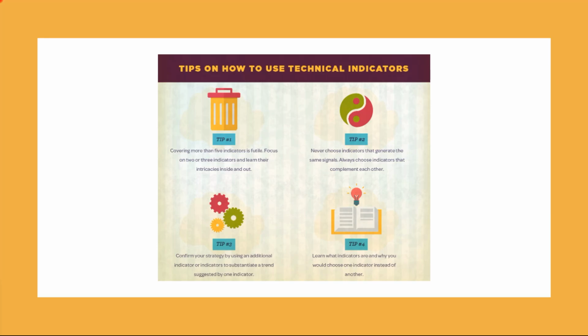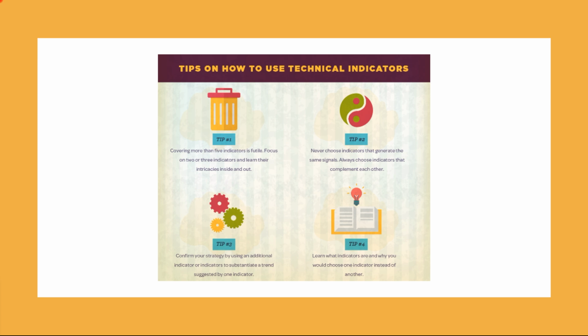So let me give you some tips on technical indicators. Covering more than 5 indicators is totally futile. Focus on 2 or 3 indicators and learn their intricacies inside and out. Never choose indicators that generate the same signals. Always choose indicators that complement each other.